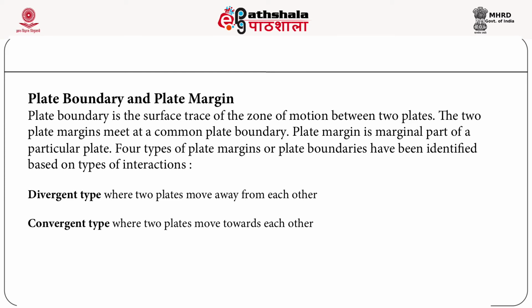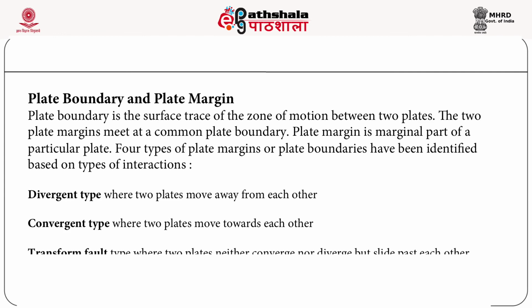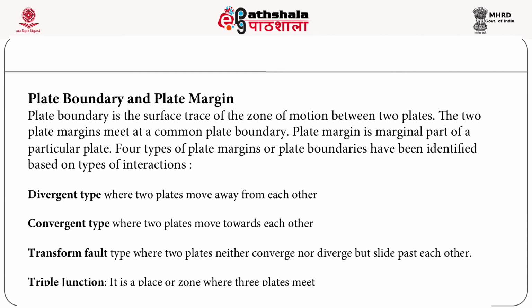Divergent type, where two plates move away from each other. Convergent type, where two plates move towards each other. Transform fault type, where two plates neither converge nor diverge but slide past each other. And triple junction, which is a place or a zone where three plates meet.